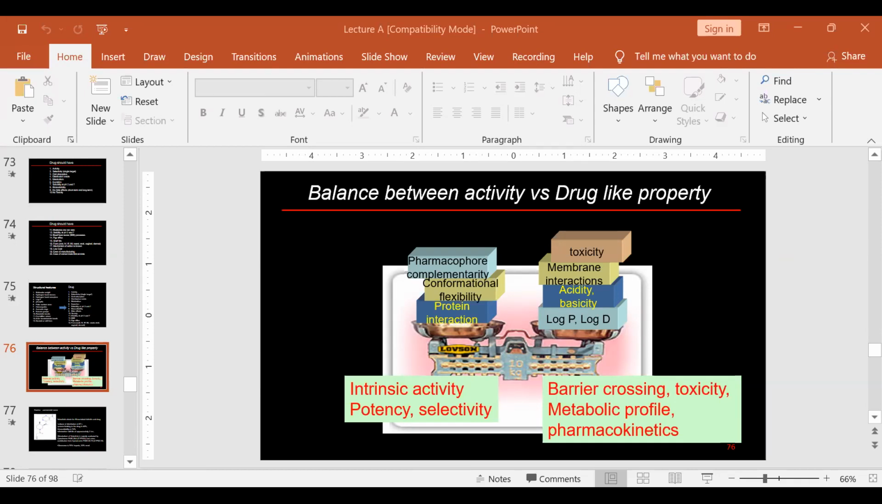Excuse me, sir. Some participants are asking that the slide is not visible. You can't see the ZINC database? No, sir. It is the balance between activity versus drug-like property. Oh, only that? You are not able to see the ZINC database? No, the slide is different, sir.